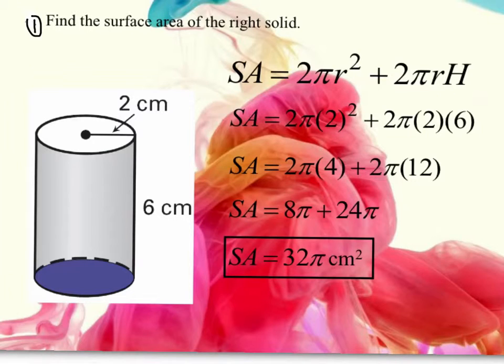Okay, here's example number 1. Let's find the surface area of this right solid. So remember, right is where it's just standing straight upright, and oblique was when it's kind of slanted. Here is our formula, nice and large. Let's plug in our known values. Our radius is 2, so we plug in r to be 2 here and here. And then our height of this cylinder is 6, so we plug that in here.